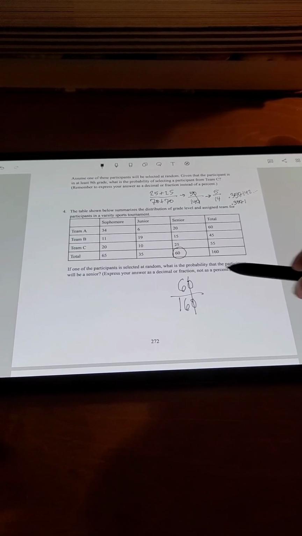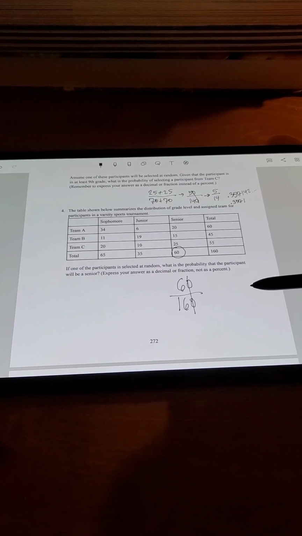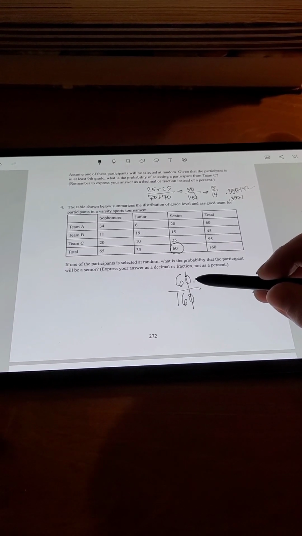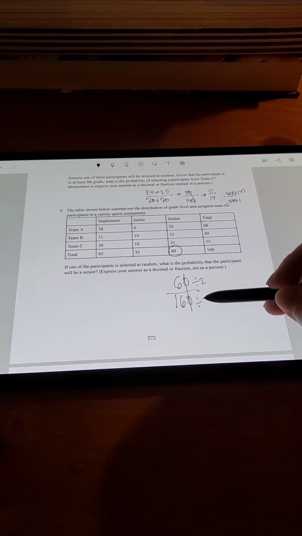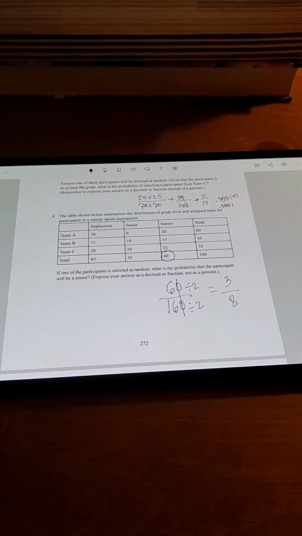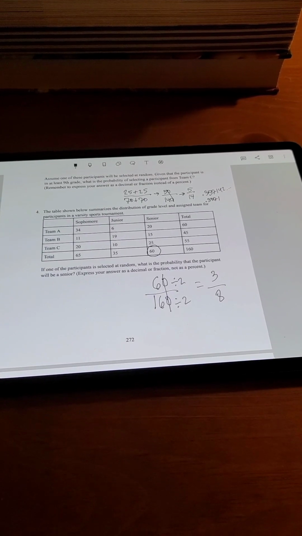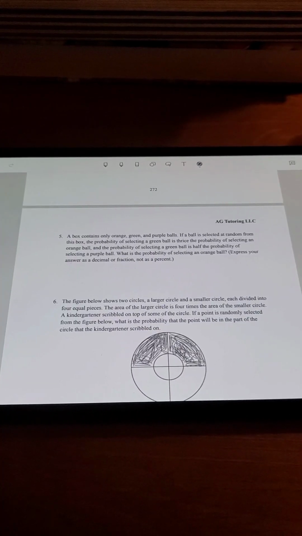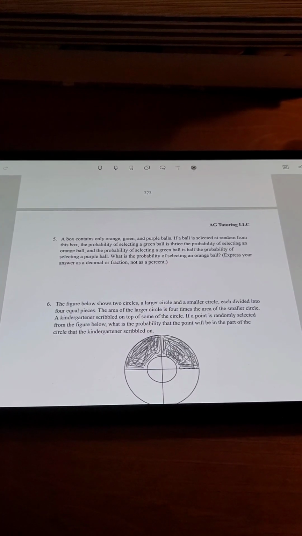Now you could cancel out those zeros, and then you could simplify this fraction right over here. We could say that 2 goes into both of those. So that would be equal to 3/8. You're also free to turn this into a decimal if you prefer that. Okay, pause, read number 5 if you haven't already.